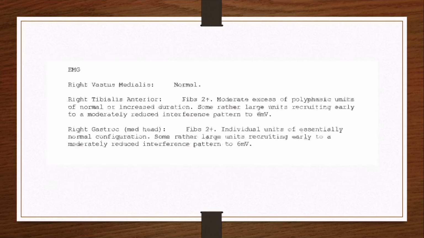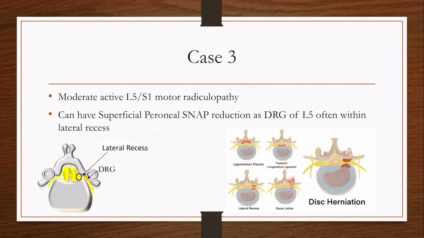So we're going to go into our EMG, and we're going to see that there are some fibrillations over here, and we can see degenerating units over here, polyphasic large, going up to about 6 millivolts. So very much a neurogenic and active picture over here.